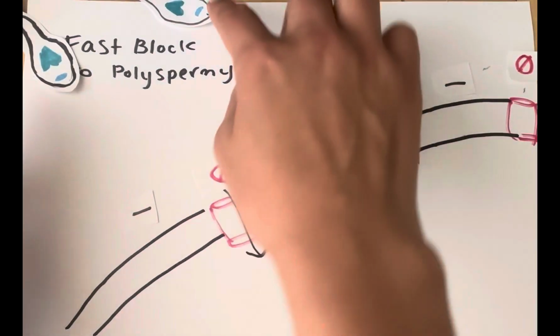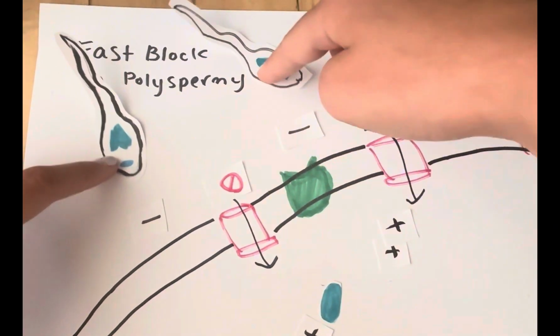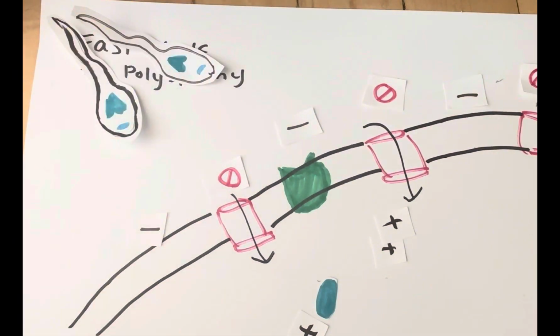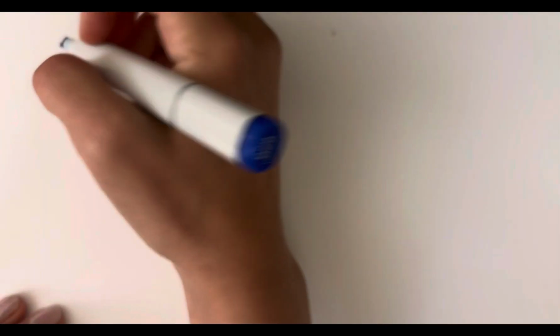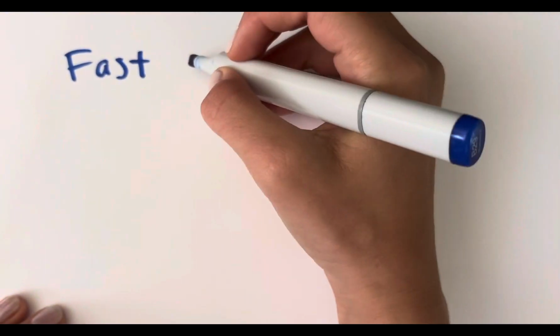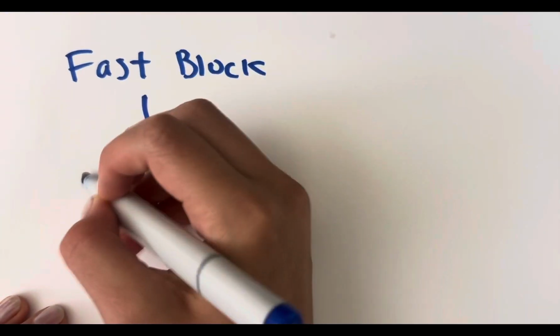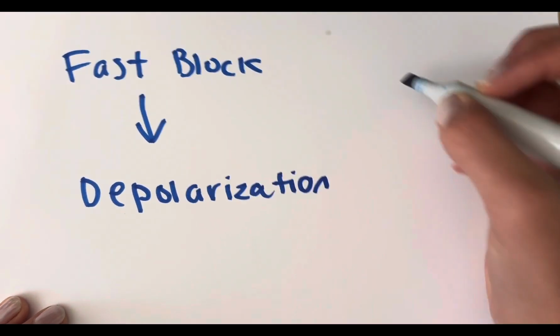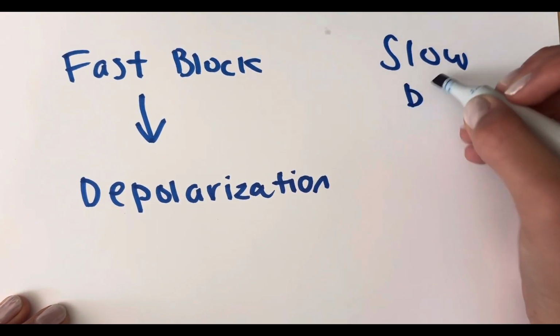When the other sperm go to bind to the egg, they can't because of the negative charge. For the sperm to bind, it needs some proteins to get activated, which can only happen with a positive charge. Depolarization is a fast block to polyspermy and only lasts for about a minute or so. So a longer block has to be established, which is called the cortical reaction, and will be explained in the next video.